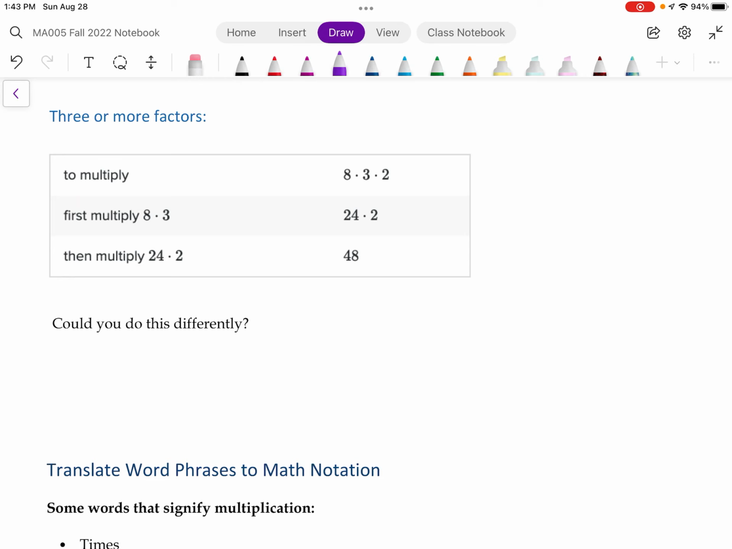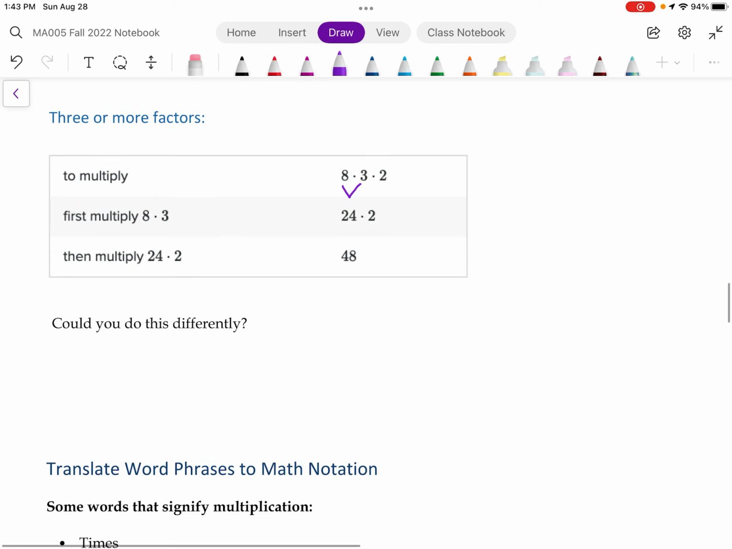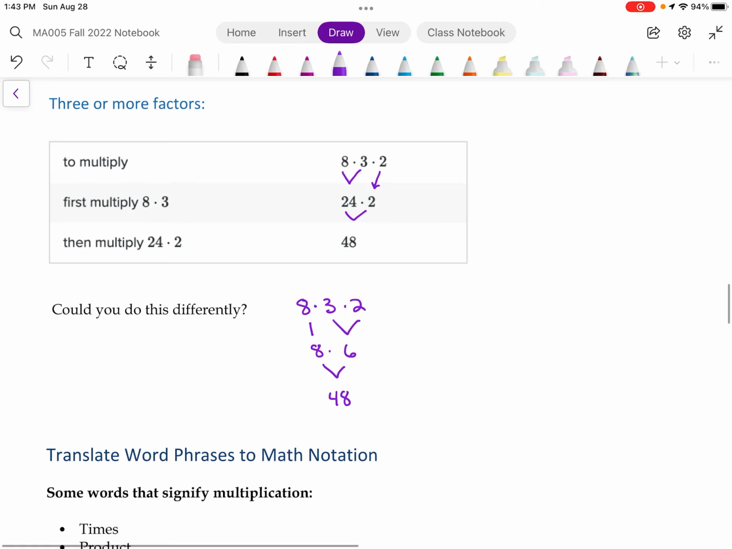Here they took 8 times 3, and they got 24, and then they just carried down the 2, and then they multiplied the 24 times the 2 to get 48. Is there another way to do this? Well, yeah, there's another way to do this. You could say, I'm going to multiply these two and get 6 and carry down the 8. And then I'm going to multiply these two and get 48. Either way, you get 48. So it doesn't matter what order you do it in.